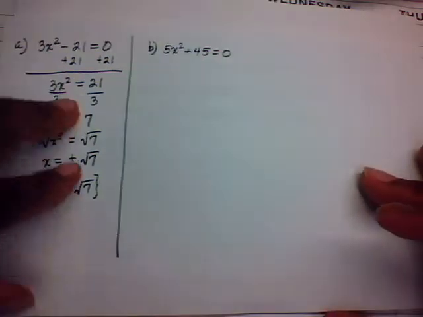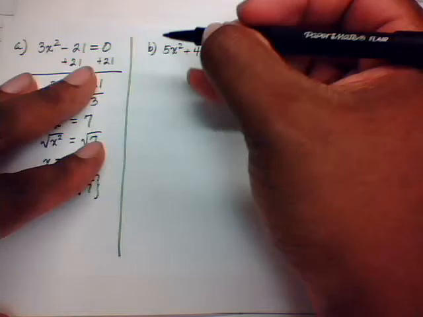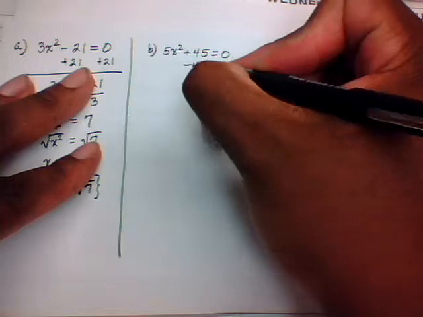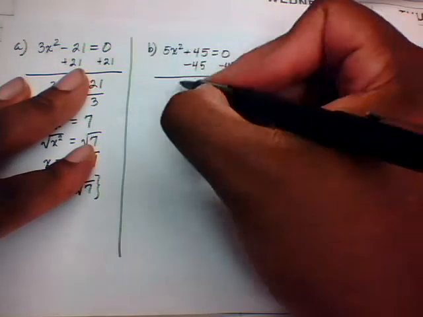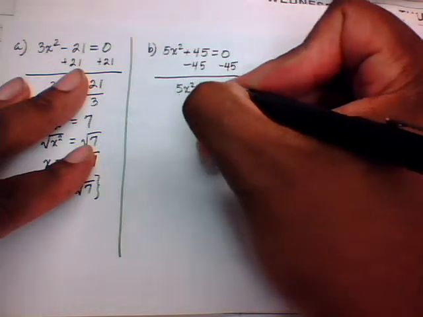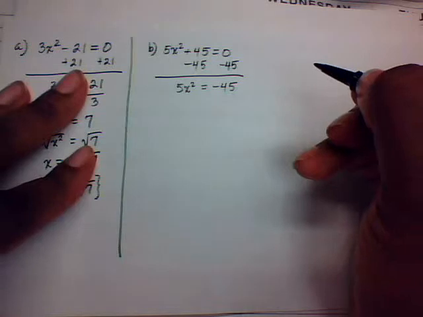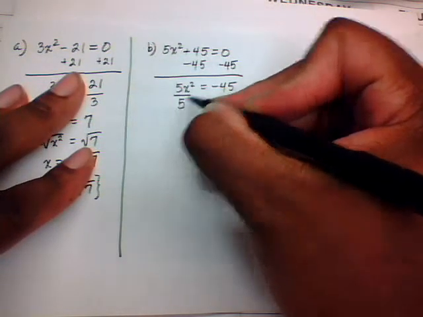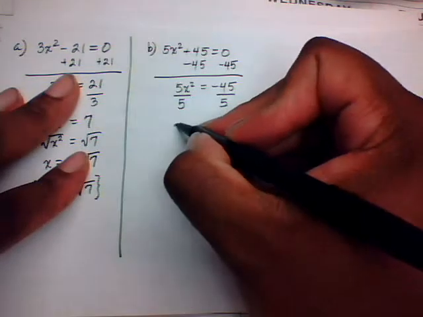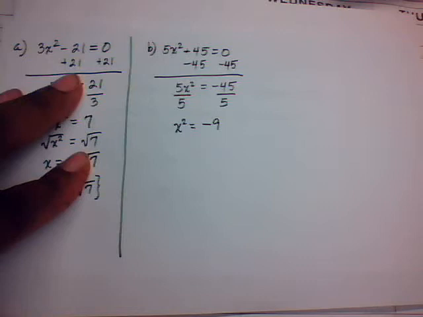Okay. Now, just like in part A, we want to get the x squared by itself. So let's get rid of the 45 by subtracting 45 on both sides, which means you're going to have 5x squared is equal to negative 45. And then to get the x squared by itself, we're multiplying it by 5, so you want to divide both sides by 5. So now x squared is equal to negative 9.